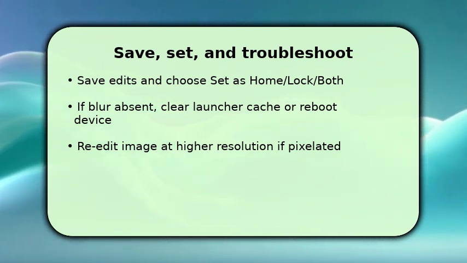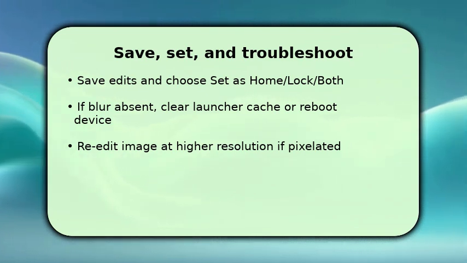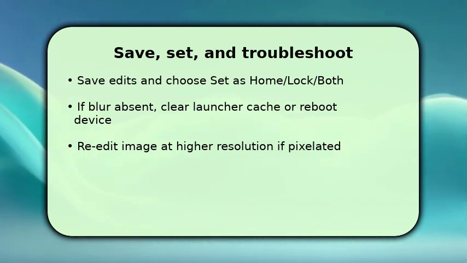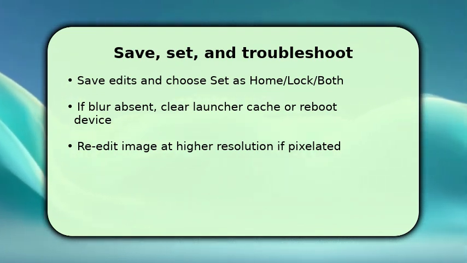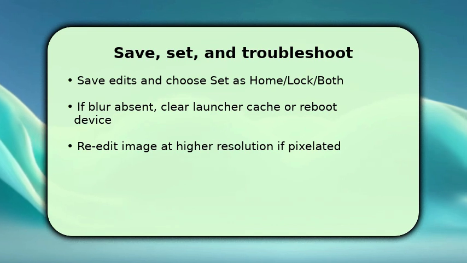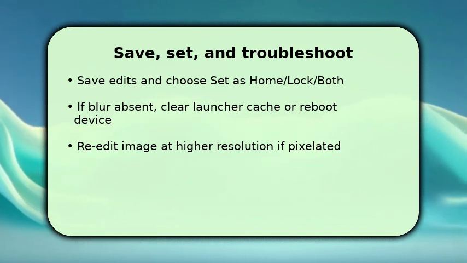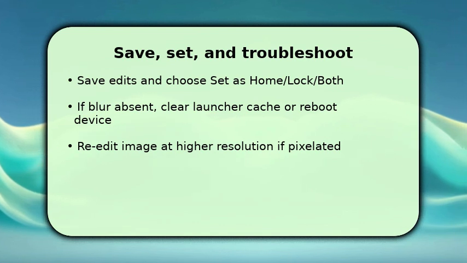If the blur didn't apply, clear the launcher or Wallpaper app cache and reboot. Make sure you saved edits in full resolution. If the image appears pixelated, re-edit using the original high-resolution photo and reduce compression before saving. This preserves smooth blur and sharp foreground detail.